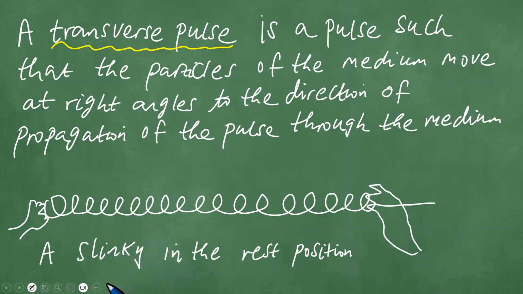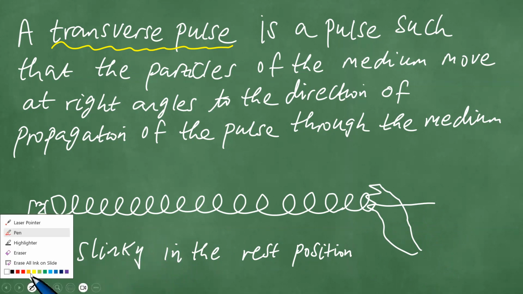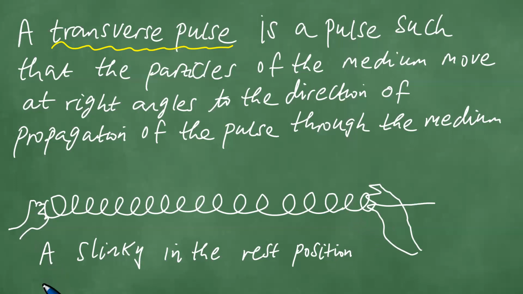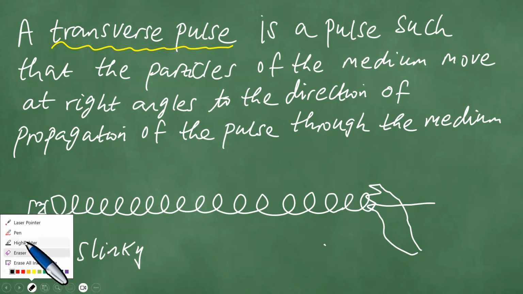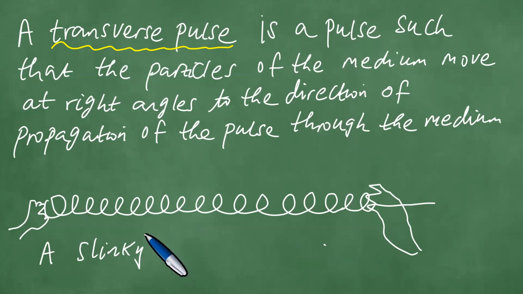Okay, so now, this would be the slinky spring in the rest position. If this is just a spring that is not stretched, but somebody has just touched both ends of the slinky spring, this slinky spring can be stretched.